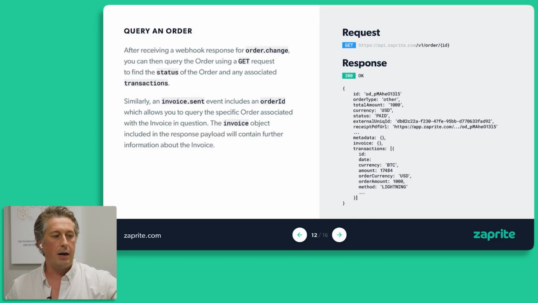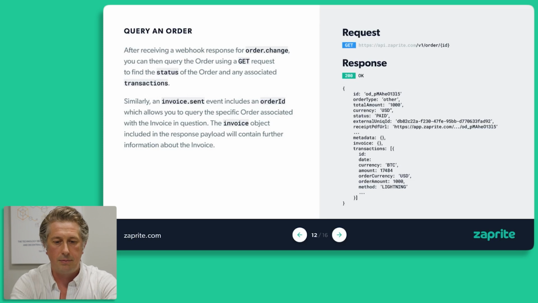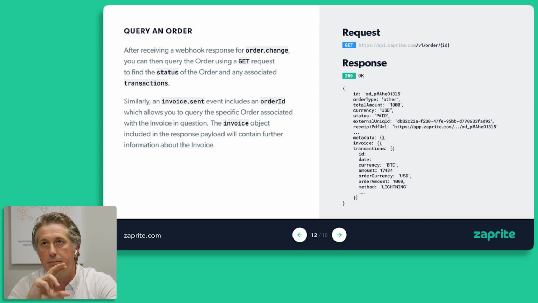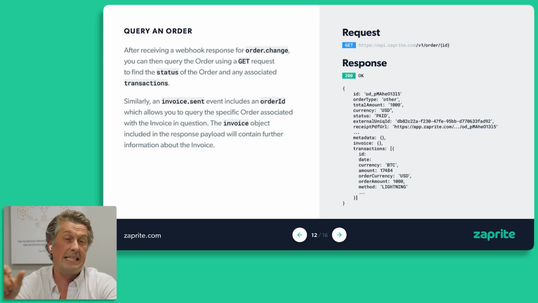Let's talk about, outside of creating, actually searching and querying an order. So if you receive a webhook response for an order change, you can then query the order just using the GET request. And you can find the status of the order or any associated transactions with an order. So also that's on the order side. Also, the same thing really applies to invoices. Once an invoice is sent, it will include an order ID, which allows you to query any of the specifics of that order.